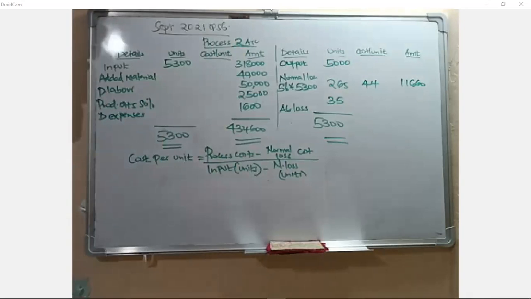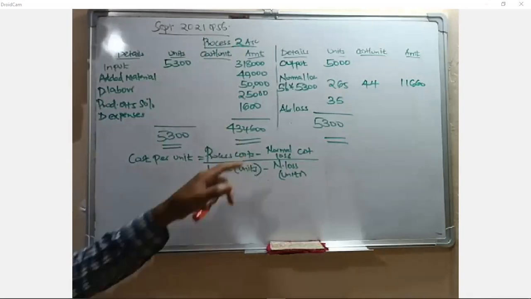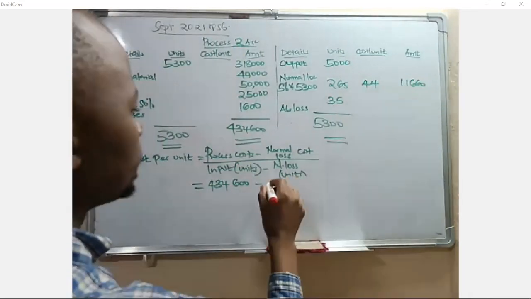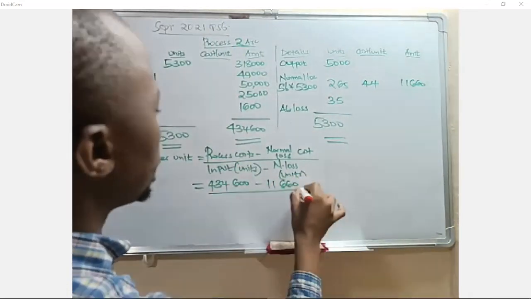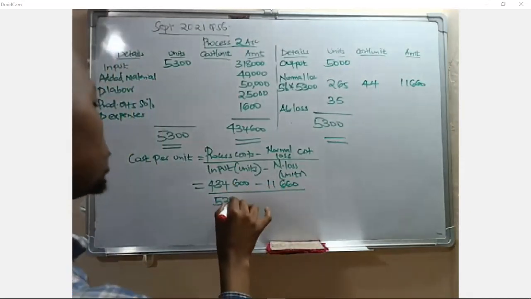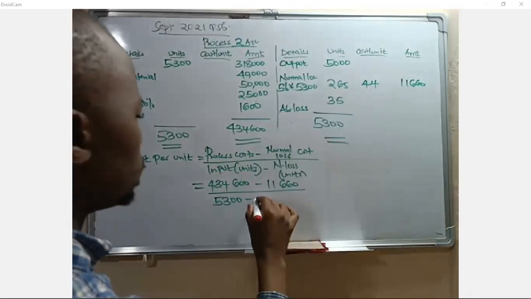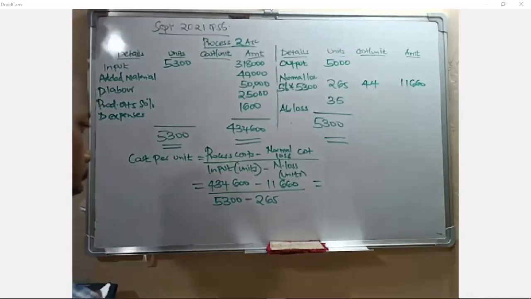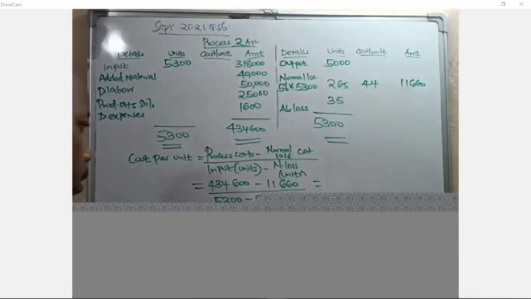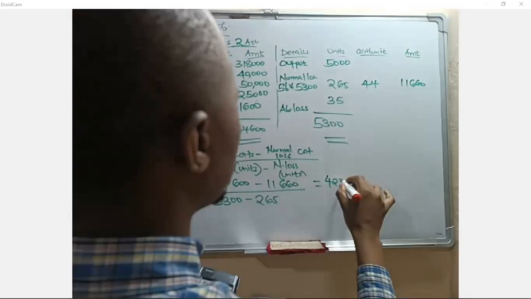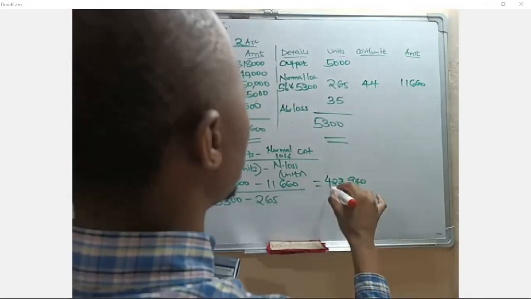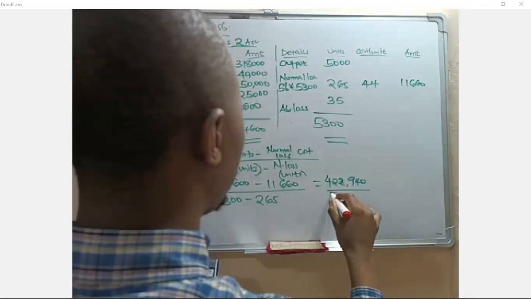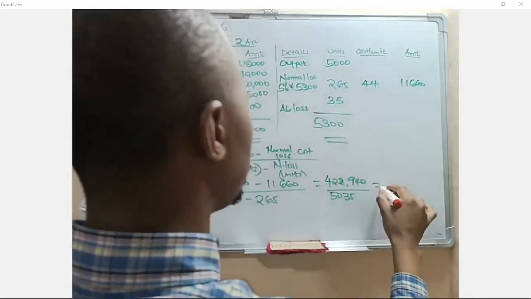Now, from there, we have to look at the cost per unit. We take the process cost, which in our case is 434,600. The normal loss cost we have is 11,660. You divide by our input, which is 5,300 units, minus the normal loss, which is 265. So I just say 434,600 minus 11,660. Here we get 422,940. You divide by 5,300 minus 265. We get 5,035 units.